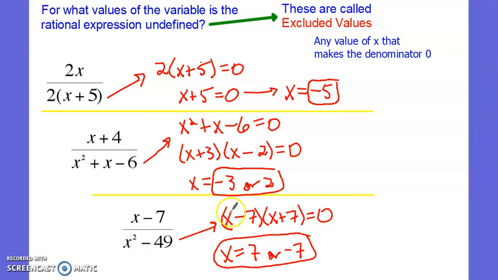Now on the bottom, this is that difference of squares. So x squared minus 49 is x minus 7, x plus 7. And 7 and negative 7 would be issues. Now you'll notice that if I plug 7 in the top, I would also get 0. Well, now having 0 over 0 isn't any better. So notice we're not worried about simplifying this time. I'm just worried about what makes the denominator 0 from the very beginning of the problem.